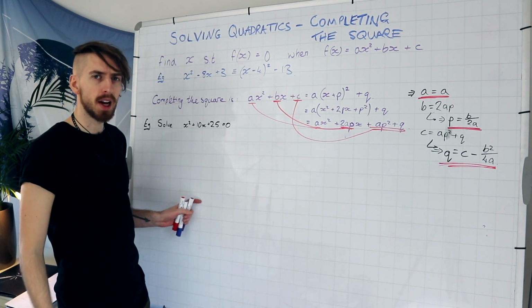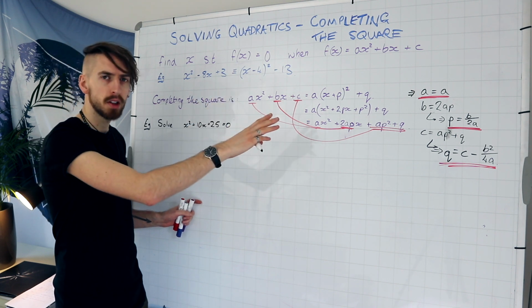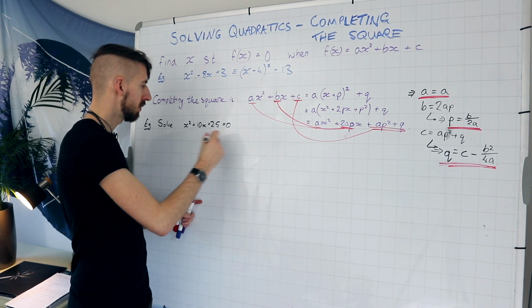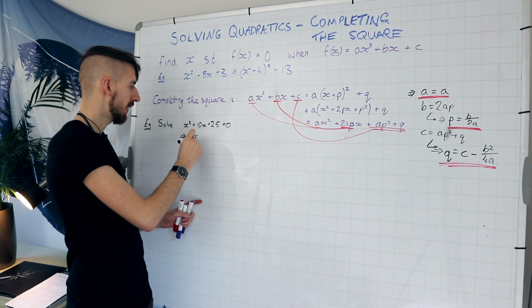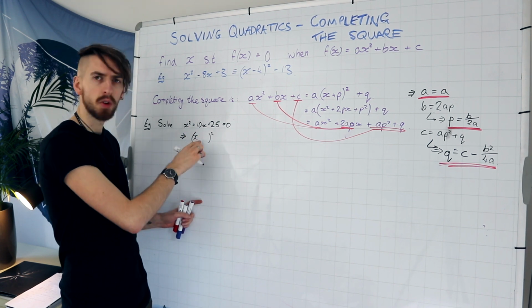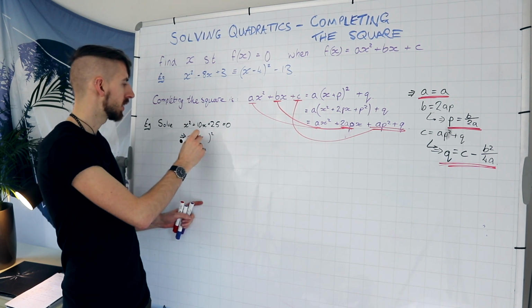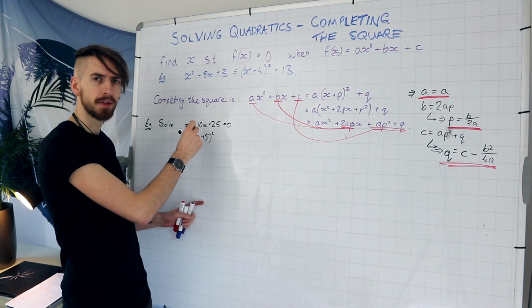Our first step is to write it in completing the square form. So what we're going to do is follow this rule, but we're going to make a shortcut. Because a is equal to 1, we're just going to write our brackets, x squared, our a is 1, so we'll just leave that. Then we're just going to do half of b here. Half of that is 5.